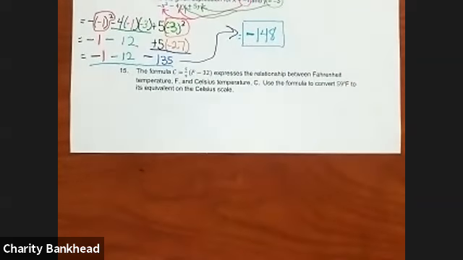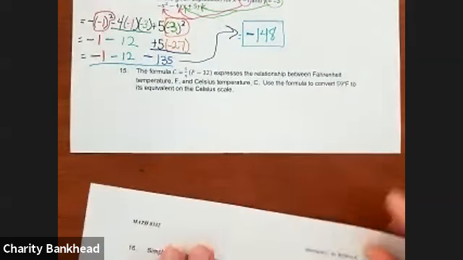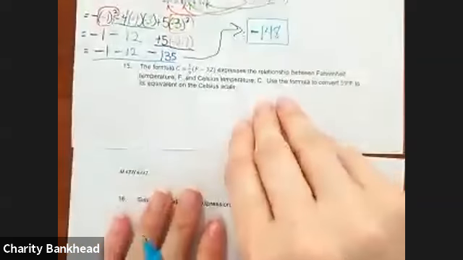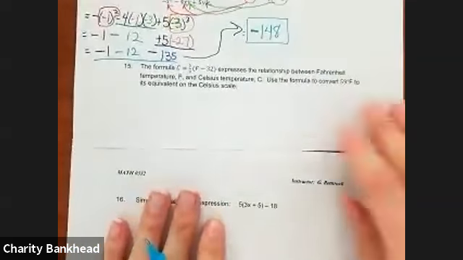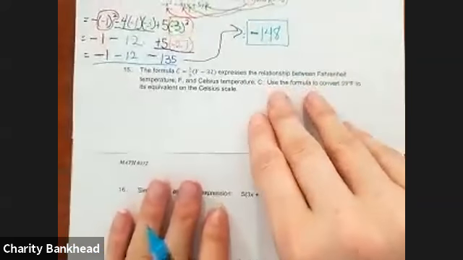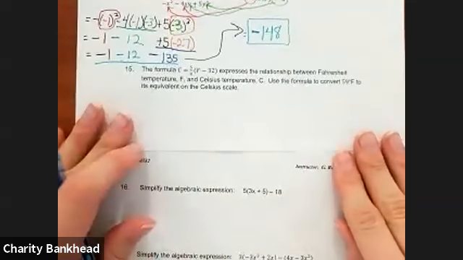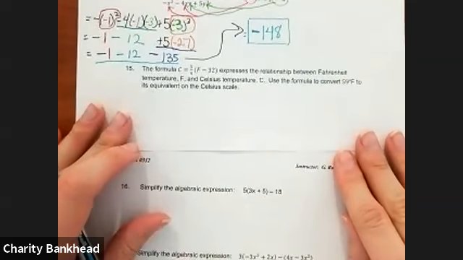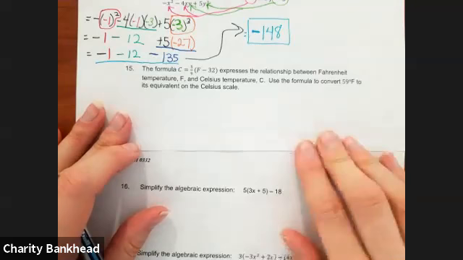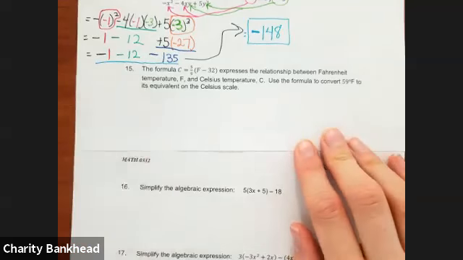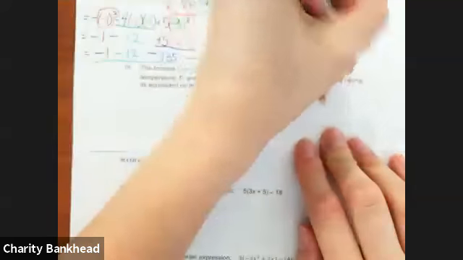All right, number 15 says the formula C equals 5/9 times F minus 32 expresses the relationship between Fahrenheit temperature F and Celsius temperature C. Use the formula to convert 59 degrees Fahrenheit to its equivalent on the Celsius scale. Okay, so all that means is that we just need to take 59 and plug it in place of F in the formula.